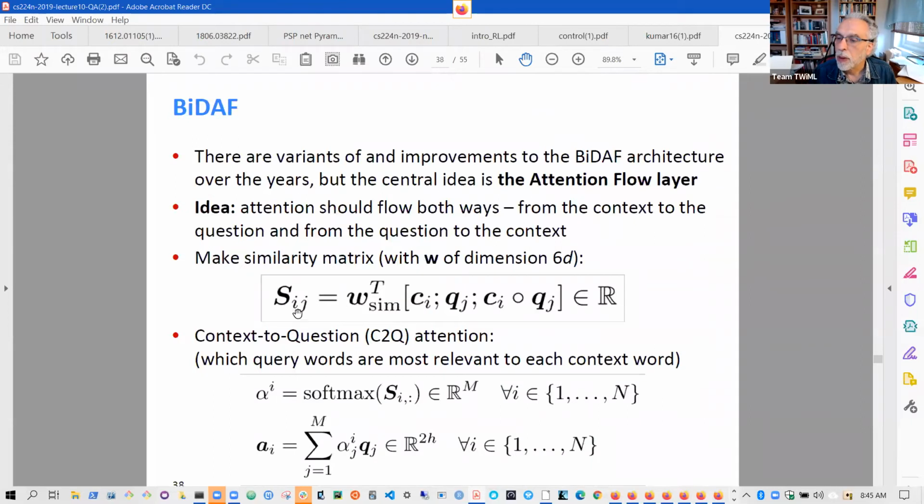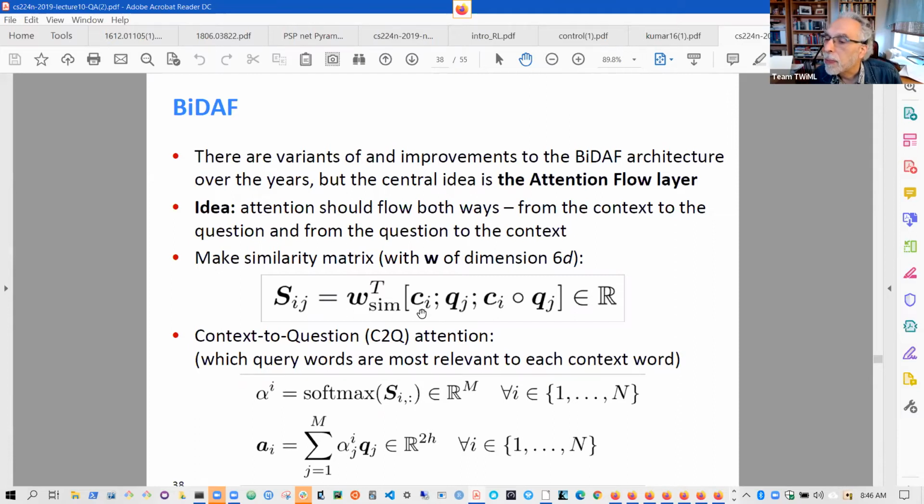Okay, so the central part of this is this similarity matrix. The weights have 6 dimensions. And where does that come from? Well, these are the context words, these are the query words, and this is a Hadamard product between context and query words. Remember, the words have an encoding length of D.